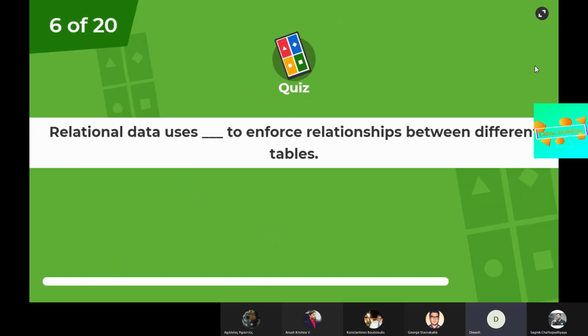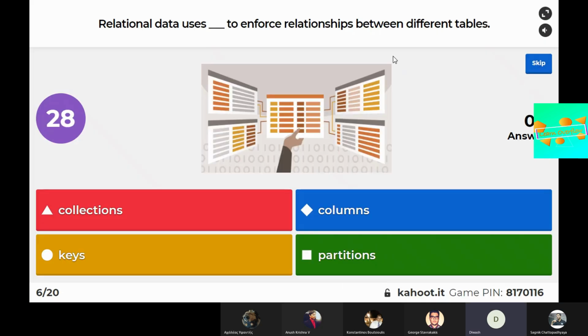Relational data uses dash to enforce relationship between different tables. Collections in red, columns in blue, keys in yellow, partitions in green.